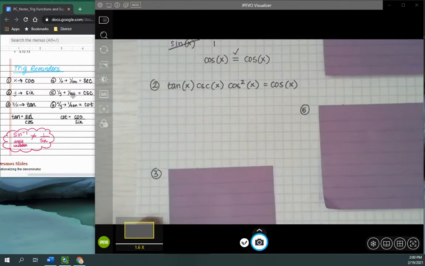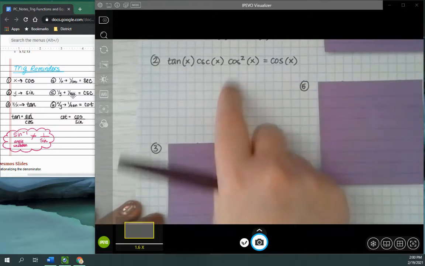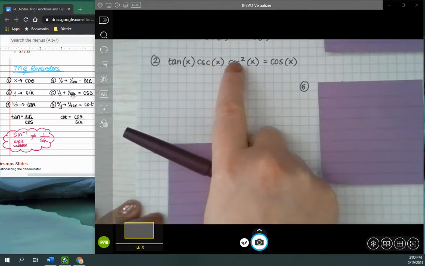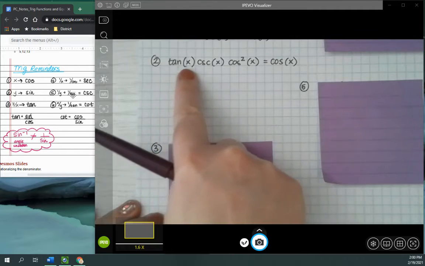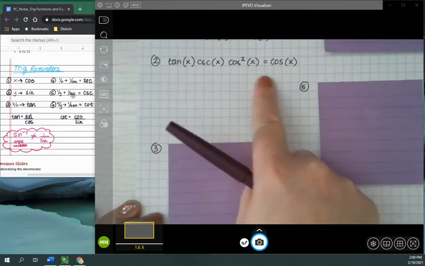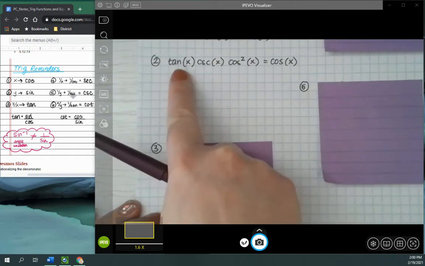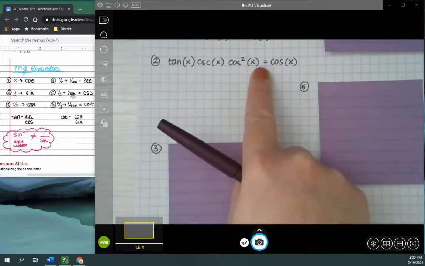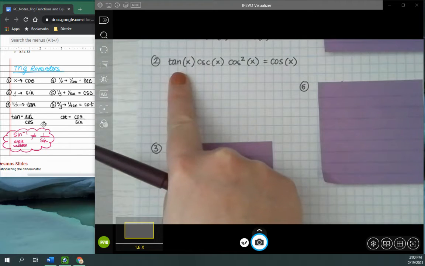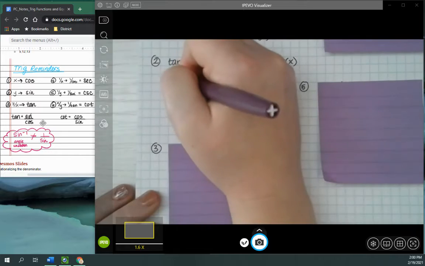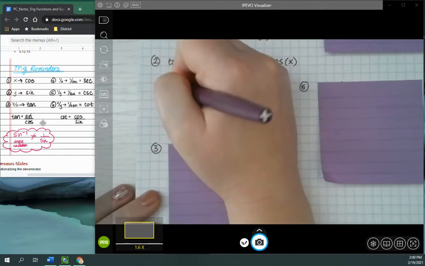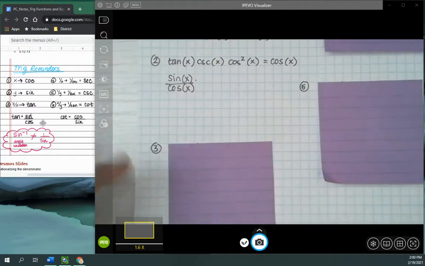Example 2 looks a bit more complicated. Notice in example 2, I have a squared sign. That just means there are 2 cosines. So we're going to start on the far left. Our goal is to simplify the left and verify that it equals the right side. I'm going to put everything in terms of sine and cosine. So starting with tangent is sine over cosine, so we're going to make this sine x over cosine x. And then multiply by cosecant. If I come over to my notes page, cosecant is 1 over sine.